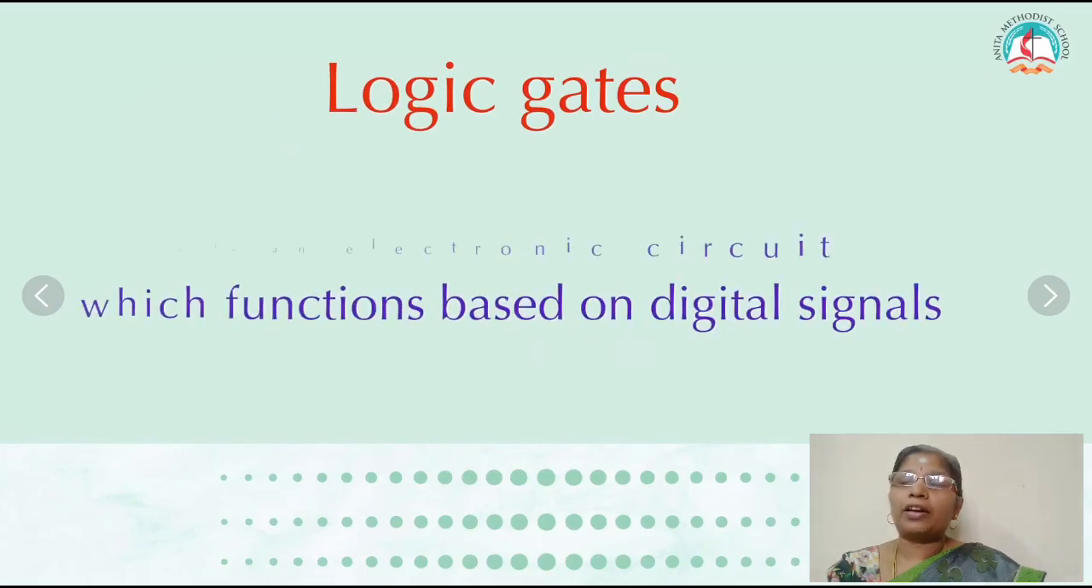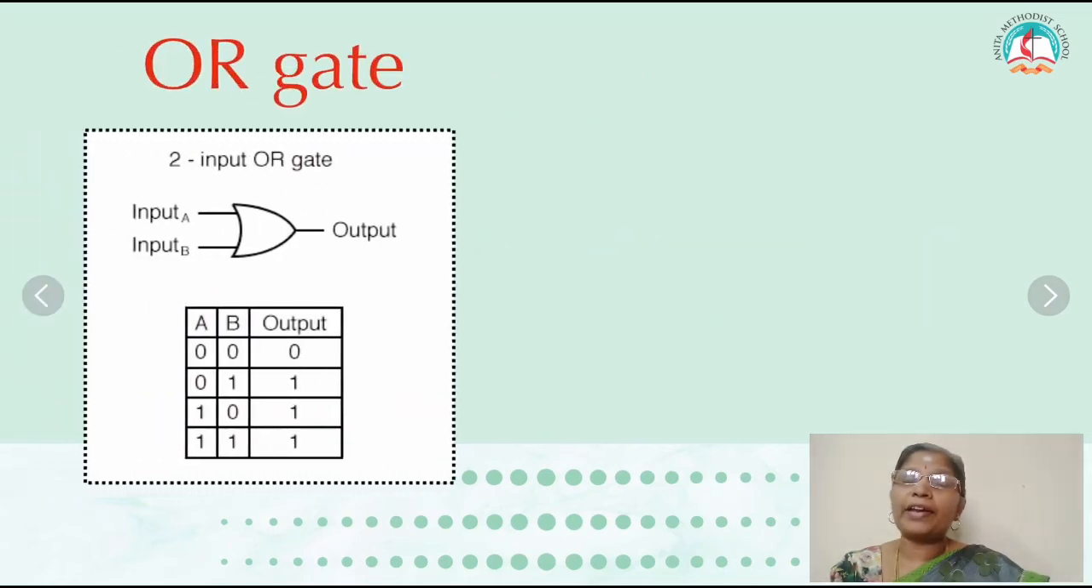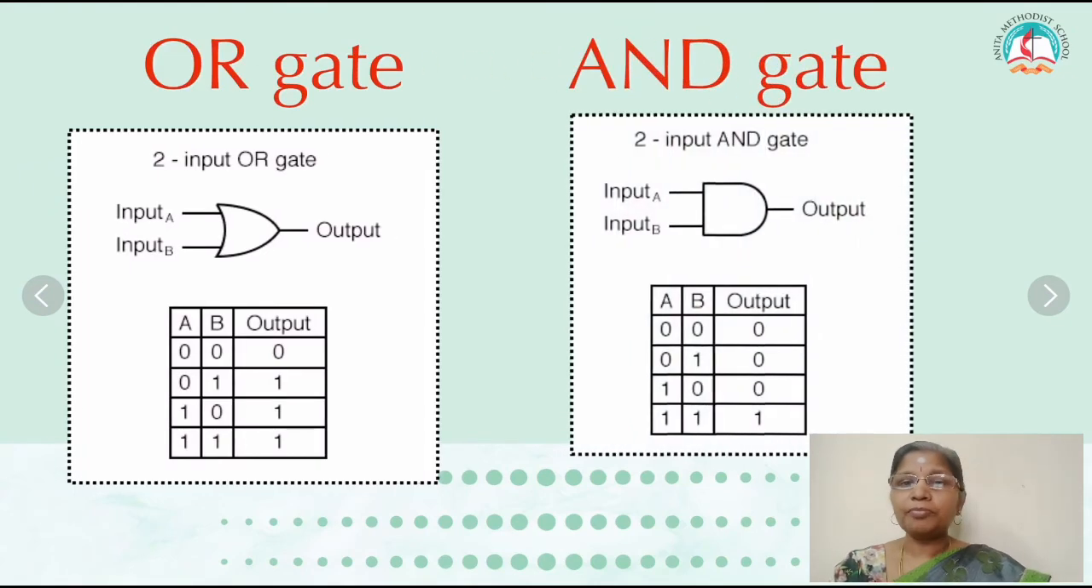Okay, then the last heading you have prepared is logic gates. What is meant by logic gate? It is an electronic circuit which functions based on digital signals, that is called logic gates. With the help of truth tables, you are verifying all the 6 gates.